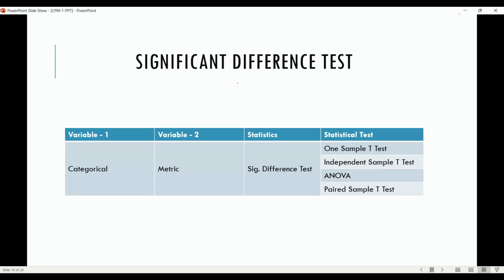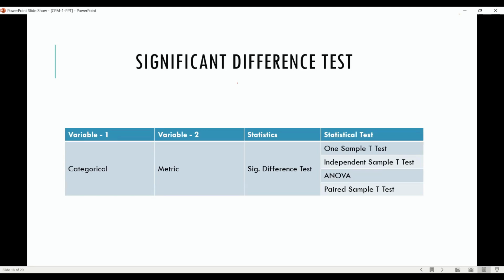So that is for the independent sample t-test. In case there are two plus categorical options, say the three vehicles, at that point of time, you will be using ANOVA. And paired sample t-test has a different set of criteria. I will tell you when it will be used.